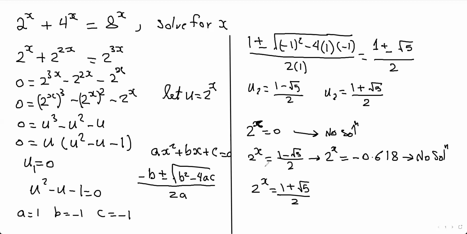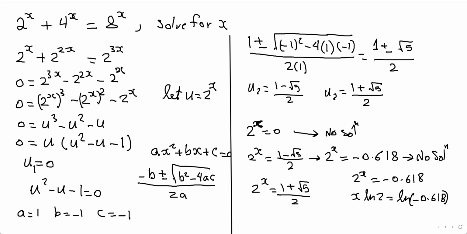Okay. And that's basically going back to the log rules. So basically if I have 2 to the power of x equals negative 0.618, and I want to solve for x, I have to ln both sides. So when I ln 2 to the power of x, I get x ln 2 equals ln negative 0.618. And we know we could never ln a negative number. So that's why there's no solution. So that's basically where that came from.